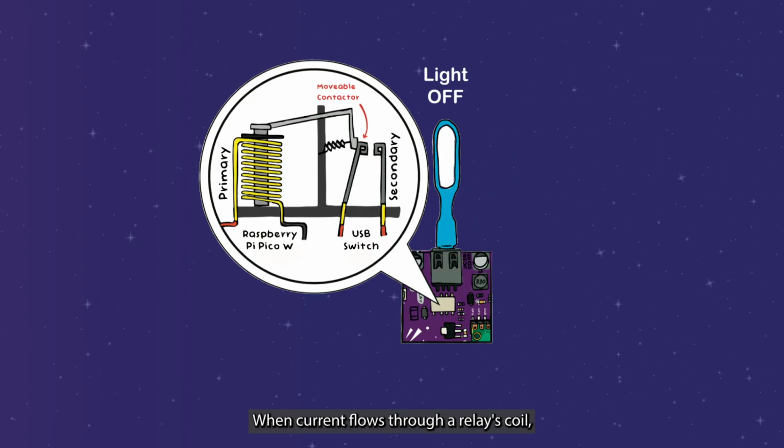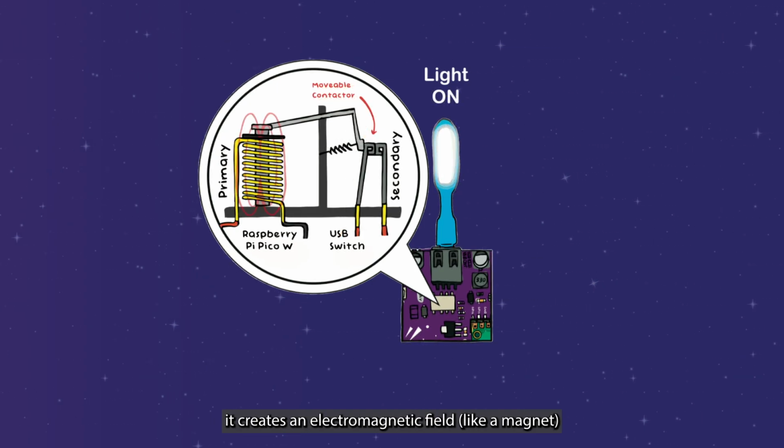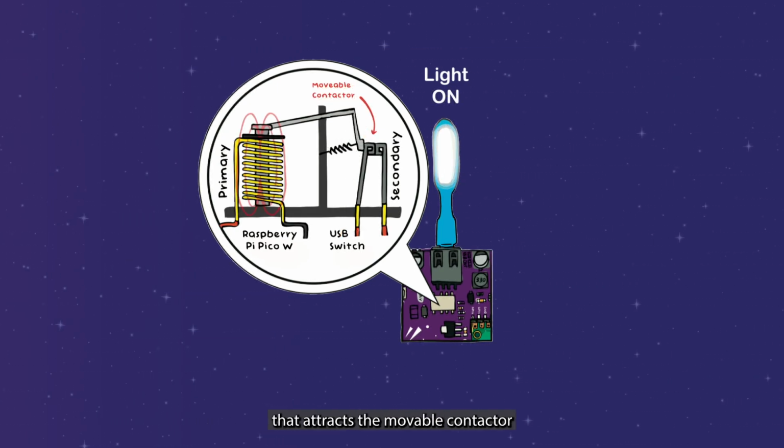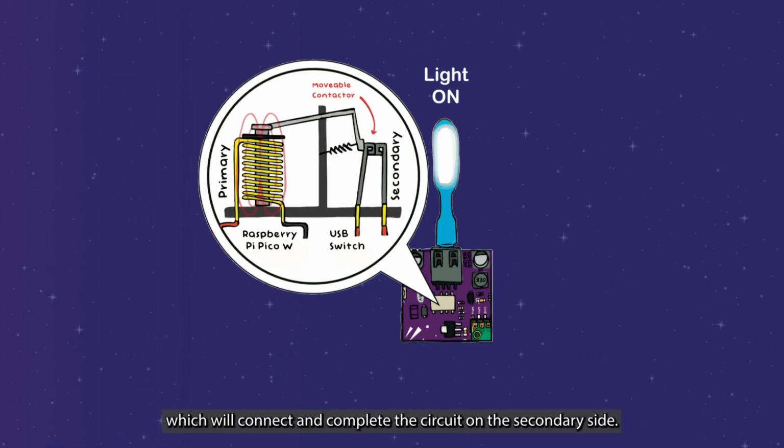When current flows through a relay's coil, it creates an electromagnetic field that attracts the movable contactor, which will connect and complete the circuit on the secondary side.